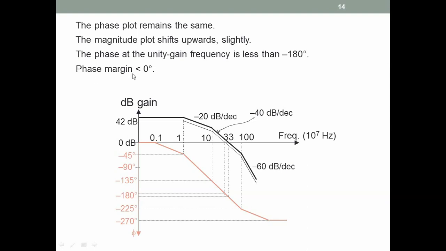So again, in terms of phase margin, we say that now the phase margin is less than 0, because the actual phase is, let's say, minus 182 or minus 183 degrees. Phase margin is this plus 180. So 180 minus 183 is minus 3 degrees. So it is less than 0. Okay, now let's do the mathematics.